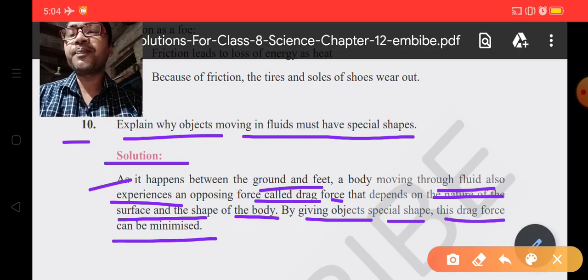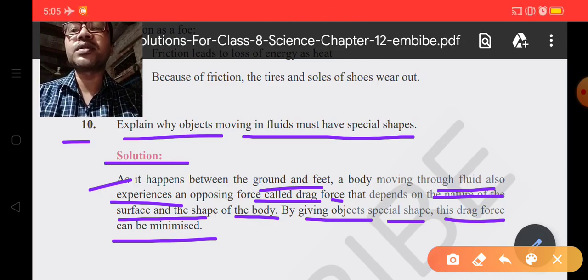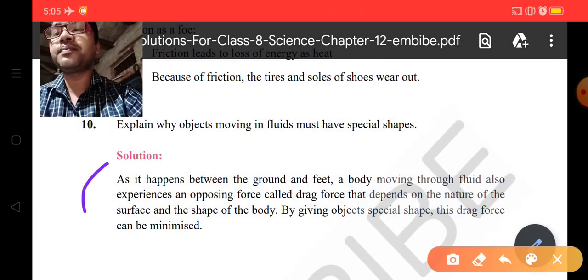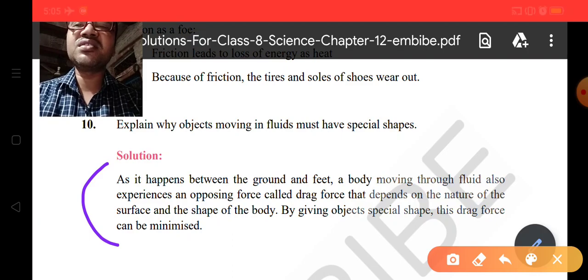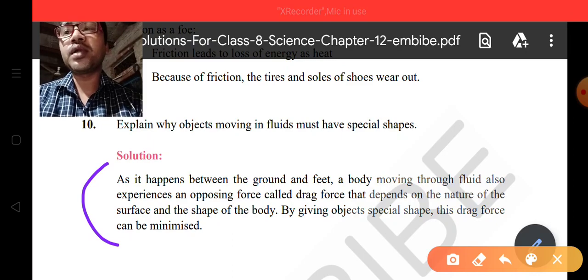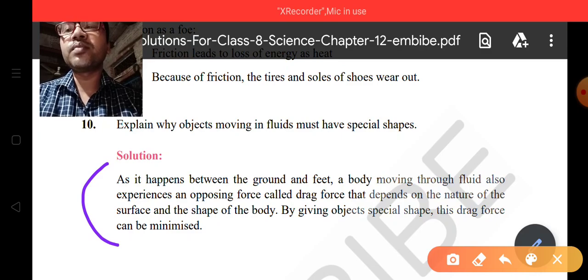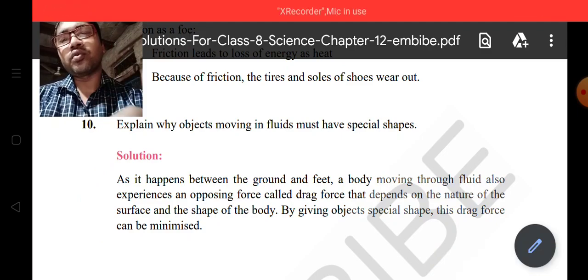So you can see here the solution is given. Explain why objects moving in fluids must have special shapes. So answer of this question is here. Due to special shapes they experience least friction force. Okay. And so that we lost the least amount of energy during their motion. So it is the most important part, or you can say this is the reason why the objects which are moving through fluids have special shapes. Okay.